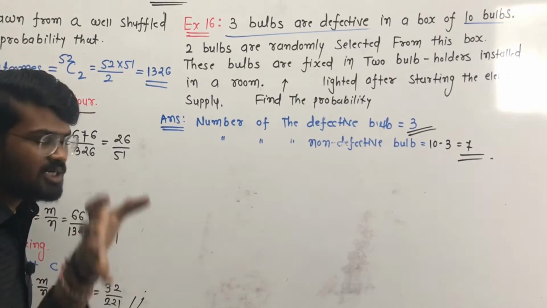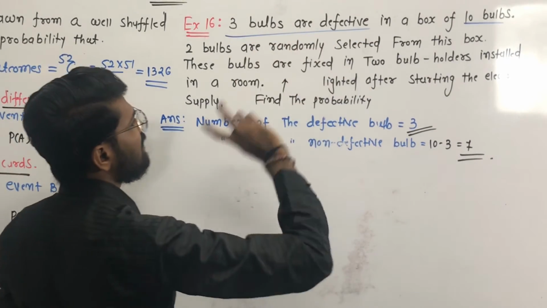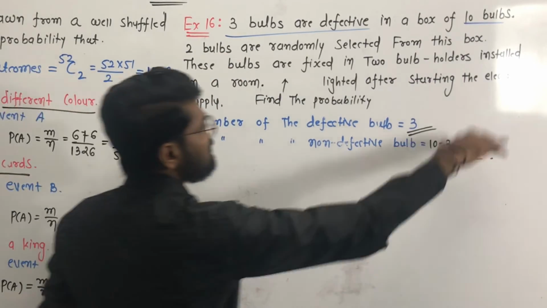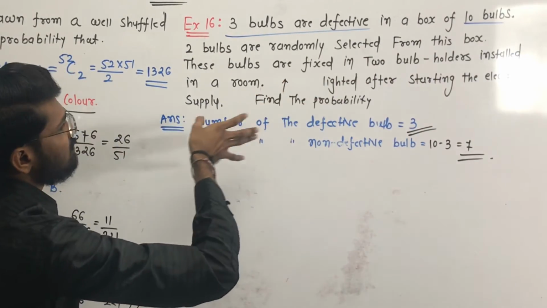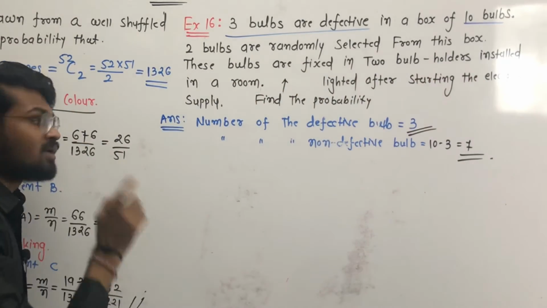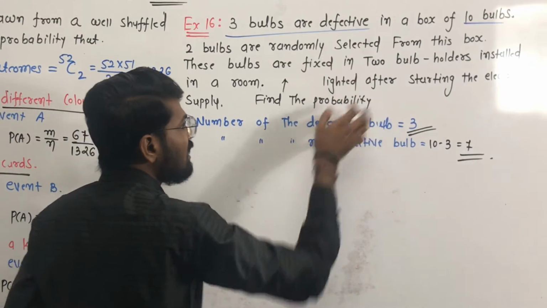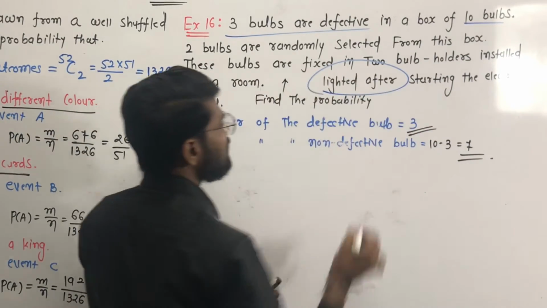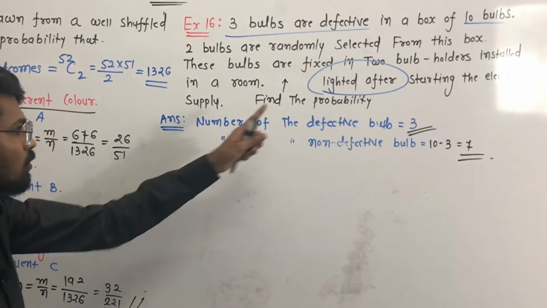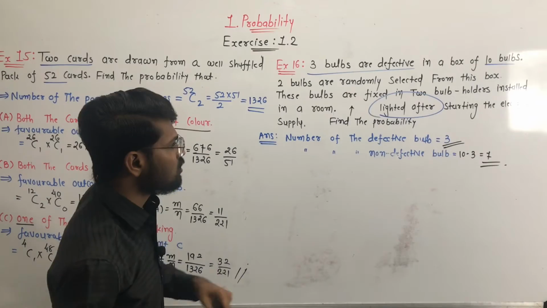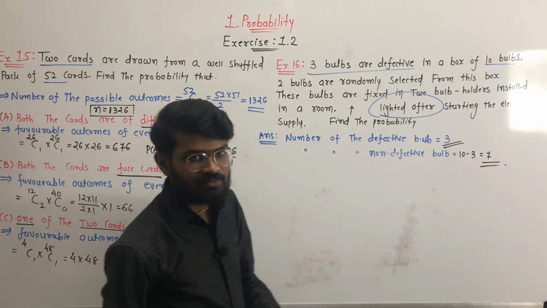Okay, there are a total of 10 bulbs, out of which 3 bulbs are defective and 7 bulbs are non-defective. Then we have to select 2 bulbs out of these 10 bulbs, and these 2 bulbs are fixed in the 2 bulb holder installed in the room. Now we have to find the probability of lighting if we start the electrical supply. So there are a total of 3 defective bulbs and 7 non-defective bulbs.